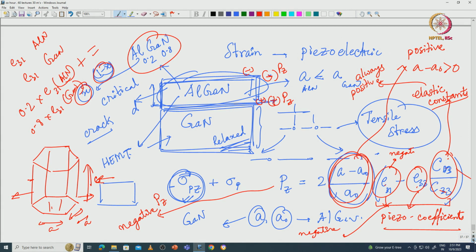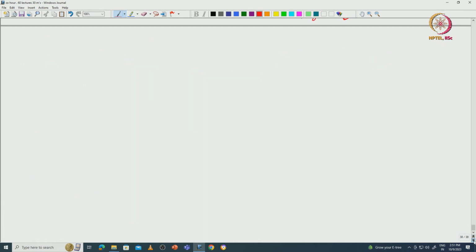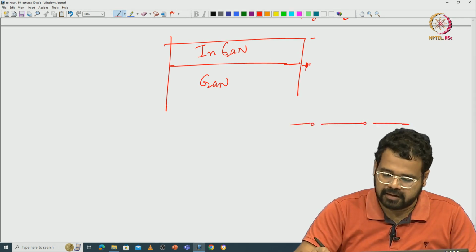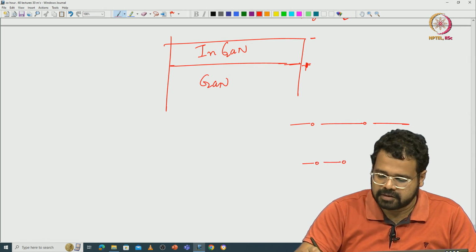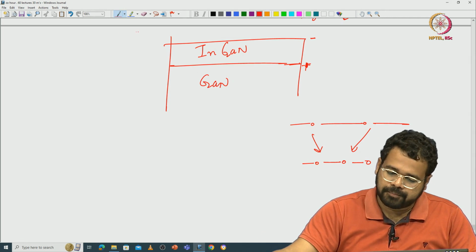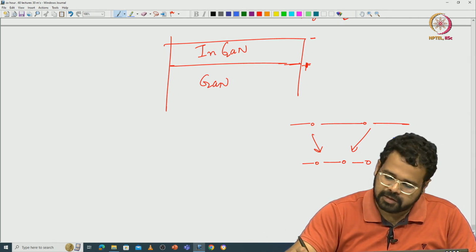Okay. Now, in case of compressive stress, this would not have been the case. For instance, if you had a layer of InGaN on top of GaN, then InGaN spontaneous polarization will again be negative on the top and positive at the bottom. However, InGaN has a larger lattice constant than GaN, whereas GaN has a smaller lattice constant than InGaN, which means you have to squeeze it, which means your InGaN is actually pushed inward.